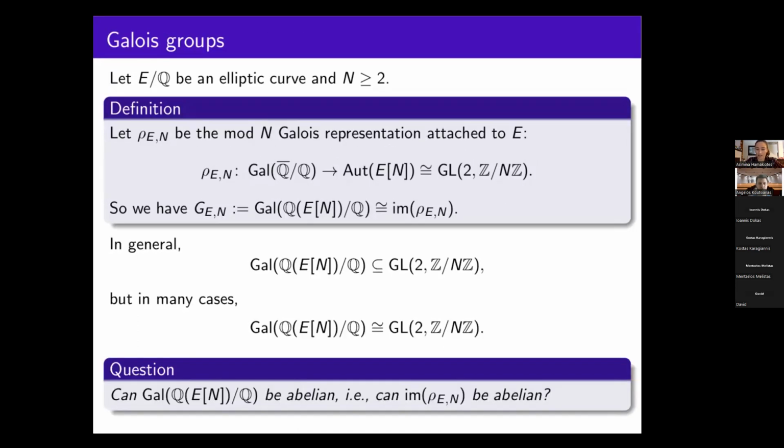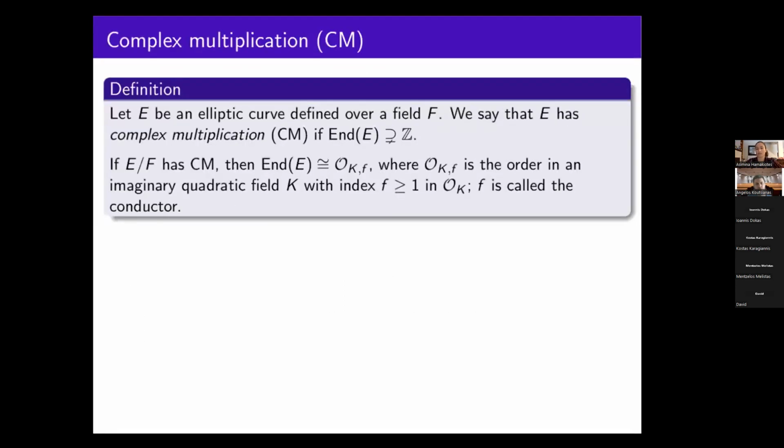I should also say that I'm studying this for elliptic curves with complex multiplication, and that's because Oliver Lozano-Robledo has a full classification of Galois representations attached to elliptic curves with CM. We don't quite have the same thing for non-CM elliptic curves, and this question is not answered in general for a number field. So a good first place to start is with complex multiplication, which now I will define.